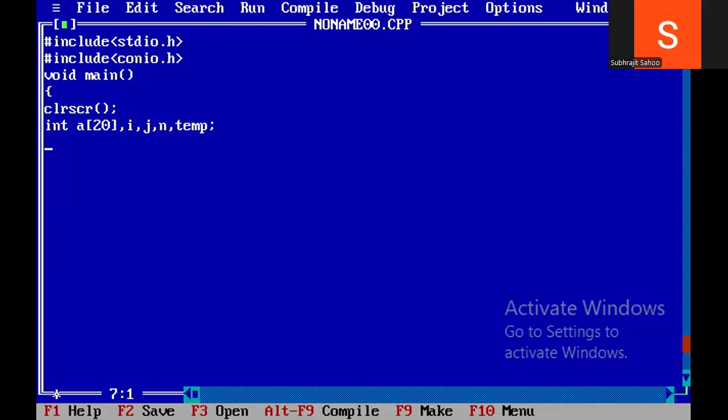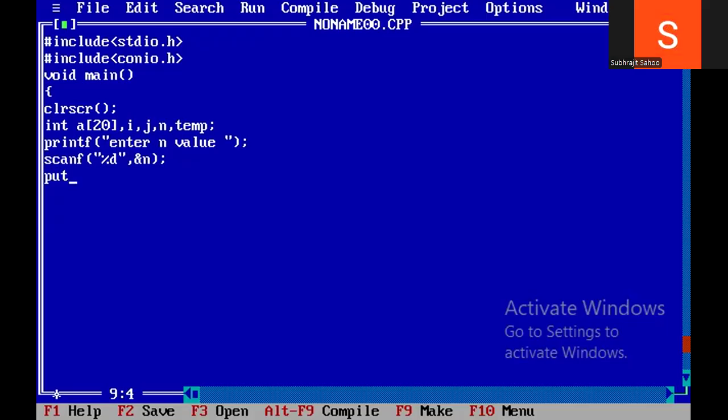Okay, next, printf enter n value, how many elements you want. First you enter n value. After entering, the message is displayed, and immediately the user has to enter from the keyboard, then scanf percent d comma ampersand n, right? Next, after finalizing the n value, how many elements you want to enter to the array, immediately enter elements to the array.